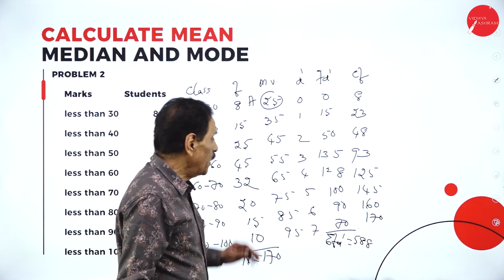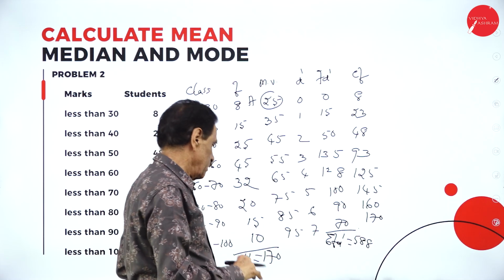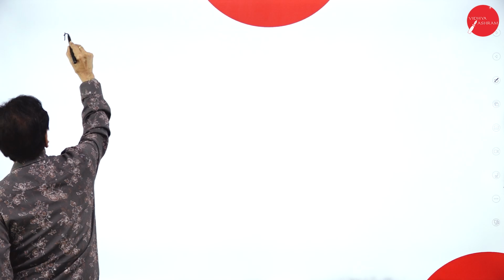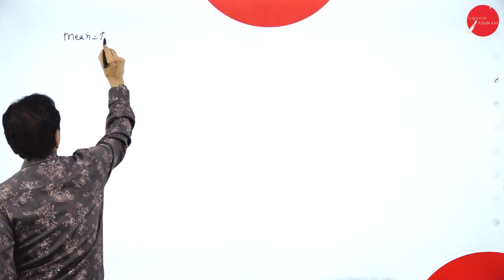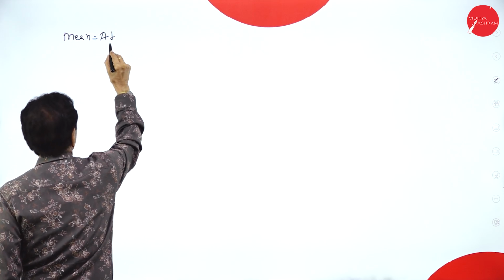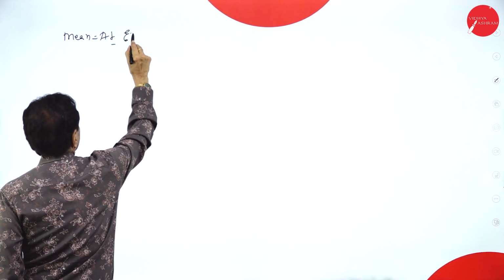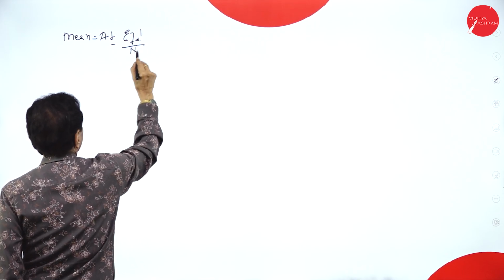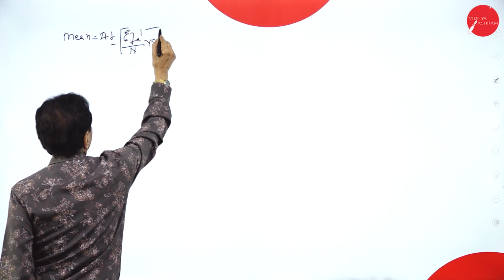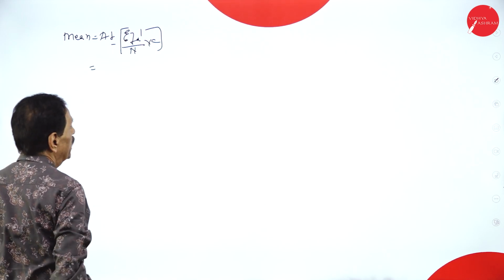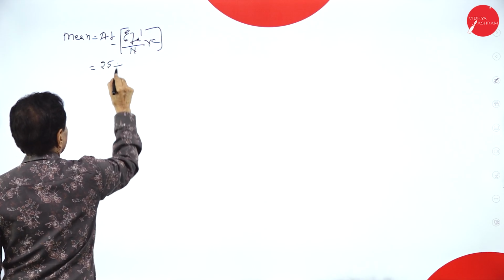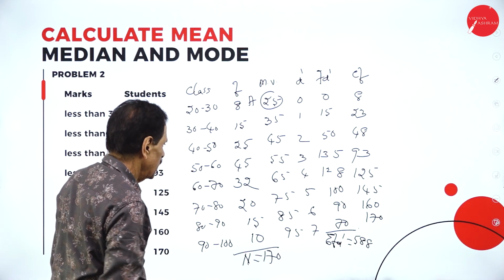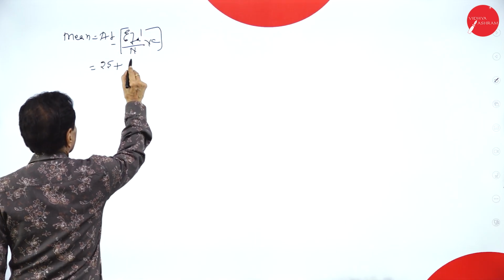Okay. Now, we have to go with the mean, median and mode. Slowly we'll go. Here we start. Mean is equal to A plus or minus sigma fd dash divided by n into c. What is your assumed mean here? 25. What is your sigma fd dash here? Your fd dash is 588.